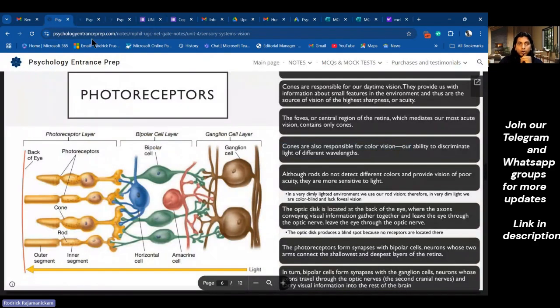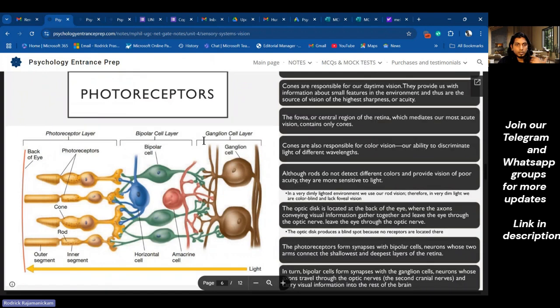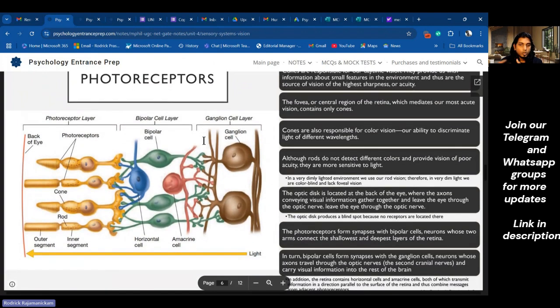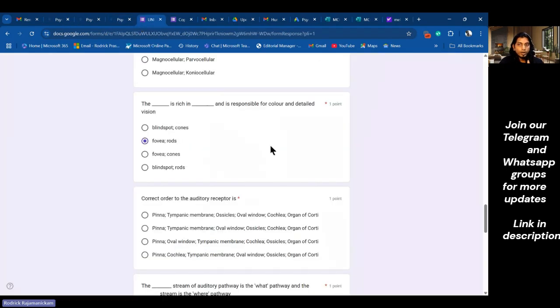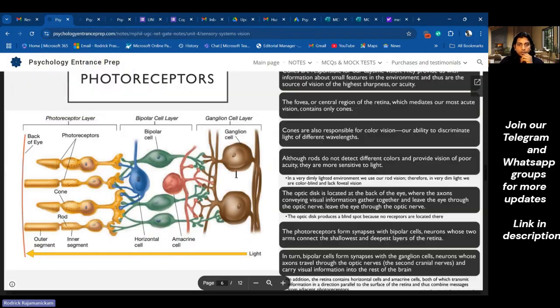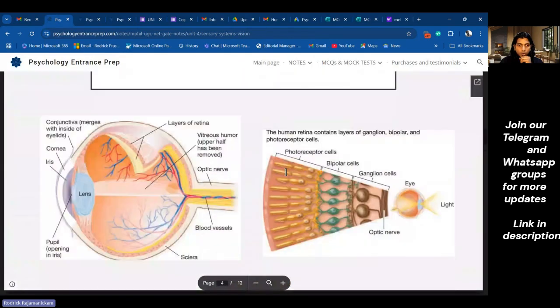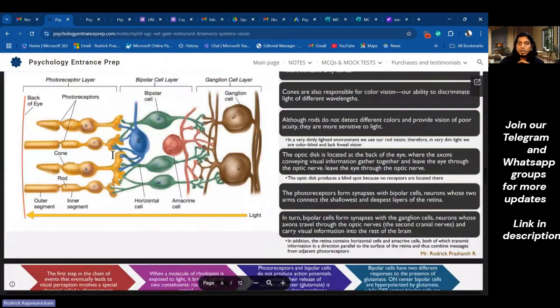Right. So there's another way to call it: scotopic and photopic vision. Scotopic would be your night vision, intensity of light. Photopic is for color vision. So that is also one common term that used to come up in NET. So the fovea is where you have the intense collection of rods and cones. It should be somewhere around here, the fovea. And cones particularly are more concentrated in your fovea.